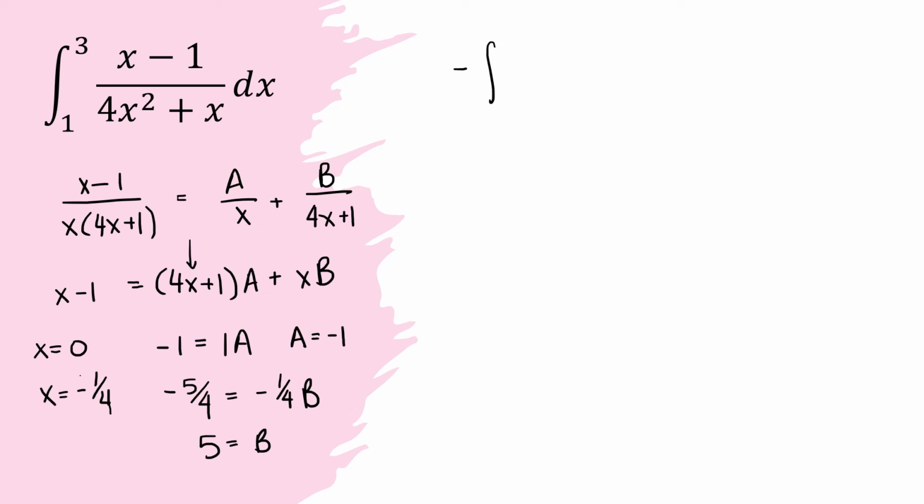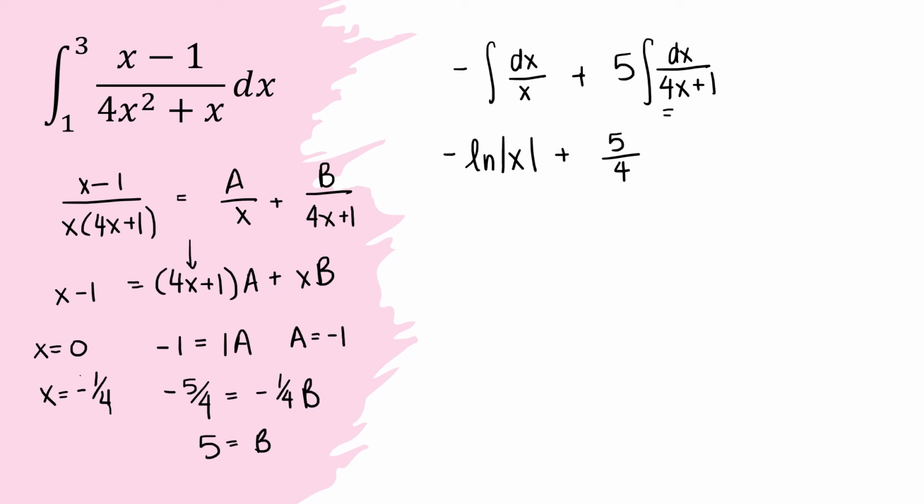Negative 1 is a, so kick it out, dx over x, plus kick out the 5, that is b, dx over 4x plus 1. Okay, so we end up with negative ln x plus the 5 over 4. This is that 1 over a, because a here is finally not just the number 1. So the fraction comes into play. Don't forget that part of the shortcut. Ln 4x plus 1. There we go.